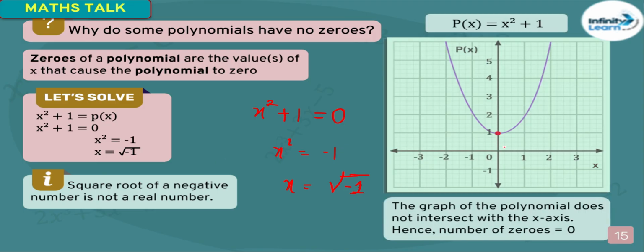And what is the graph like? The graph will not touch the x-axis. The graph of the polynomial does not intersect the x-axis. Therefore, the number of zeros is zero. How many zeros? Zero, because it is not cutting the x-axis. Why sir? What is the reason? Because the value of x is not a real number. Clear?